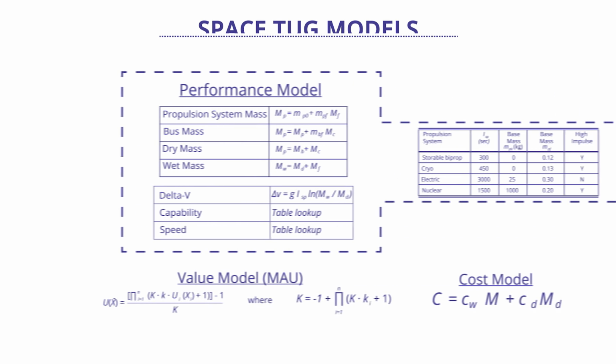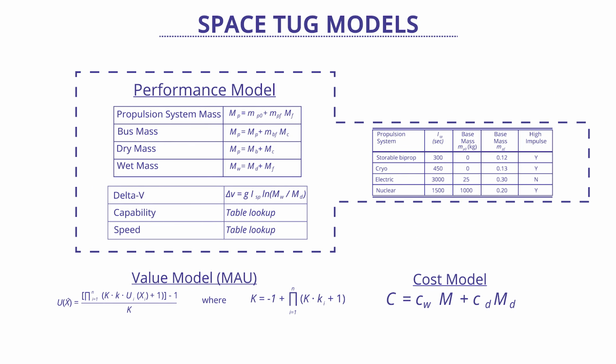As another example, consider a space tug system, which is implemented in a low fidelity. Our value model is a multi-attribute utility function. For our performance model, we use simple linear sums for our intermediate variables of mass. This included calculation of our propulsion system mass, our bus mass, our dry mass, our wet mass, and then our 3 attributes, a delta V, capability, and speed.